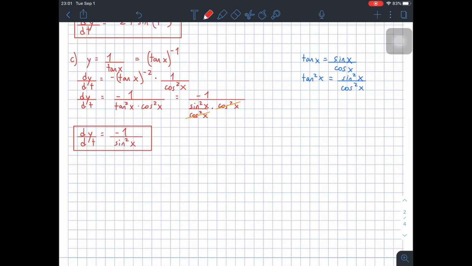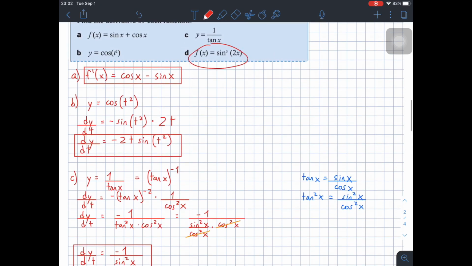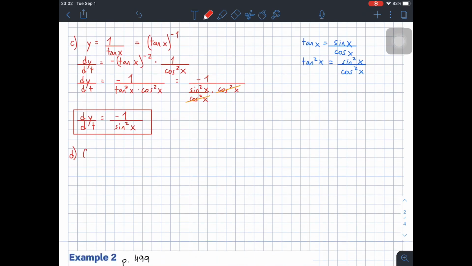Now let's go to the last exercise, which is D, which says the following. f of x is equal to sine cubed of 2x. So f of x is equal to sine cubed of 2x. I think it was like that. Yes, sine cubed of 2x.